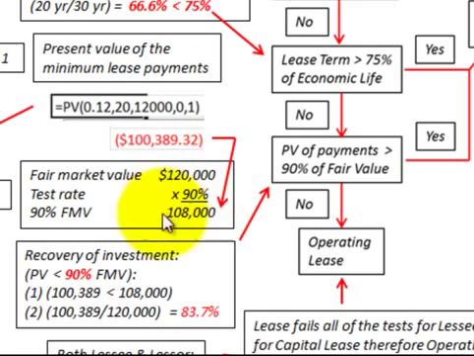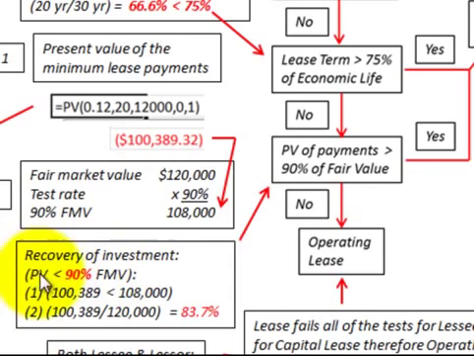So the next thing we have to do is compare it to this 90% hurdle of the fair market value. Our fair market value of the leased asset at the beginning of the lease was $120,000. Our test rate being 90%, 90% of the $120,000 gives us $108,000. That would be 90% of the fair market value of that leased asset. Now we would compare that to the present value of those minimum lease payments of $100,389. And that is our recovery of our investment.